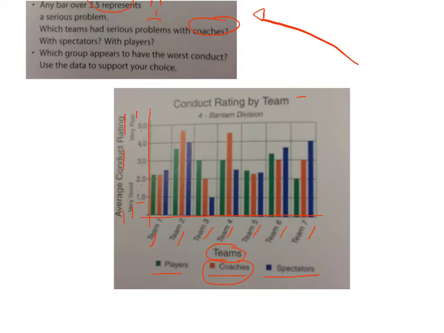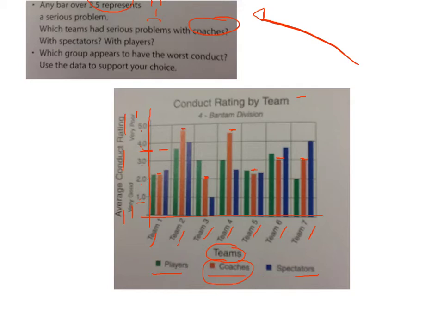So take a look at the teams. Team 1, orange bar, only goes to here. Team 2, ooh, that's really high. Team 3, orange bar right there. Team 4, orange bar. Team 5, orange bar right there. Team 6, orange bar. And Team 7, orange bar. So take a look. Which one of these orange bars, could be more than one, goes past 3.5? Well, 3.5 is the middle of 3 and 4. So 3.5 is actually right here.